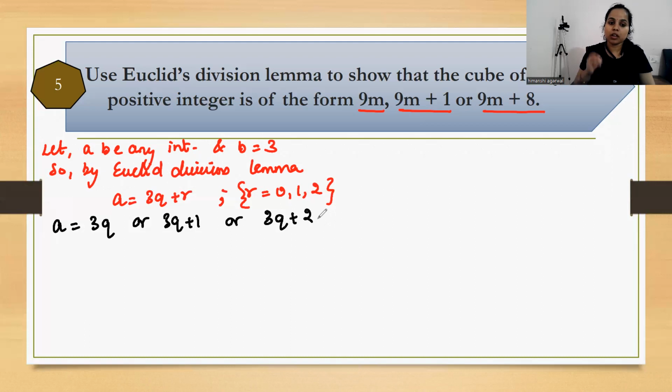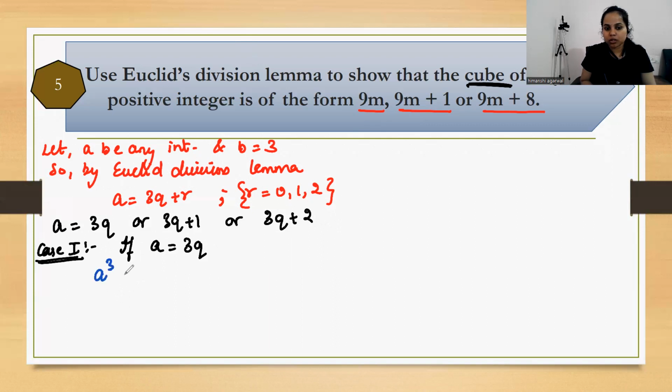यहाँ पे भी आपको हर एक केस को बड़े ही केयरफुली सॉल्व करना है, बिकॉज नाउ इट इज टर्न फॉर द क्यूब. ओके, तो आपको क्यूब का फॉर्मूला लगाना होगा. So case first, if a is equals to 3q, so what is the cube of 3q?